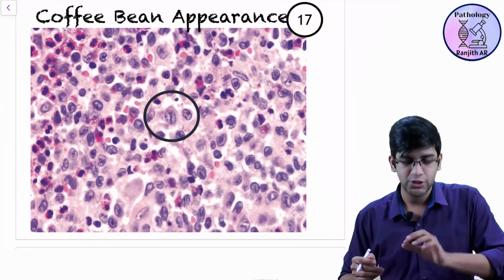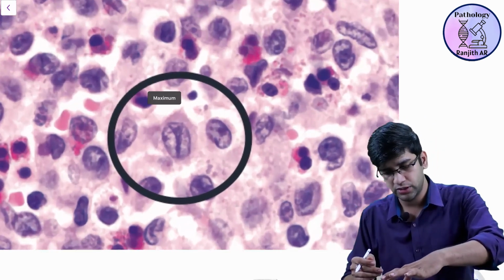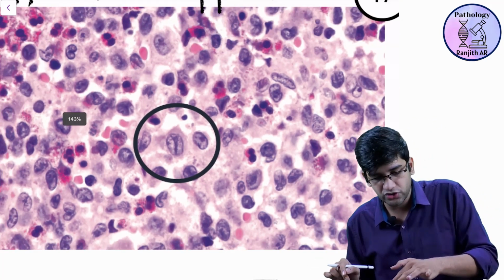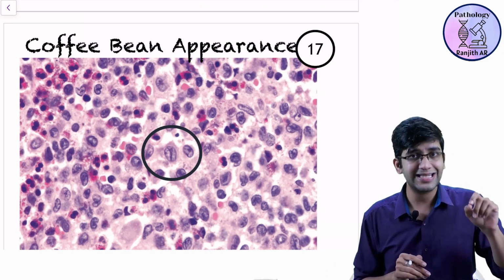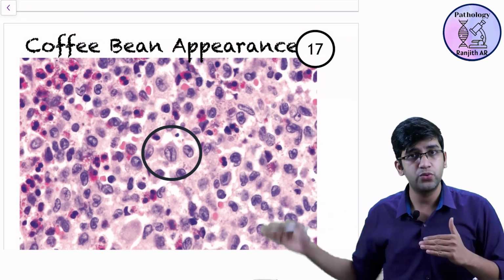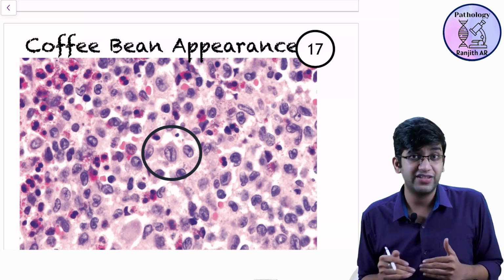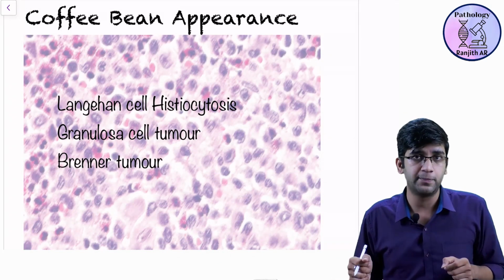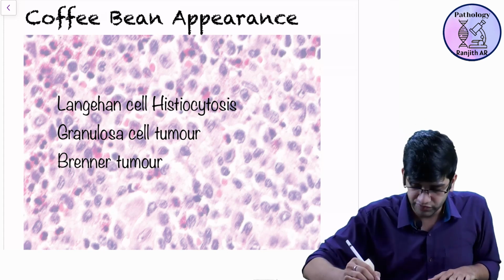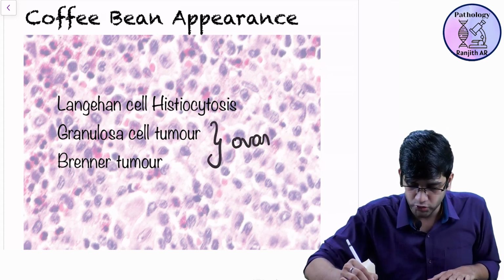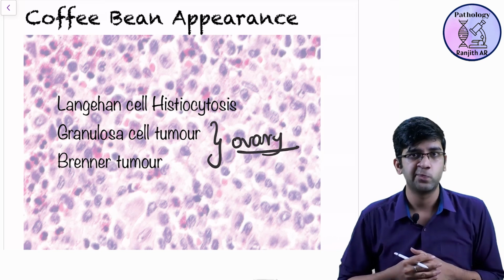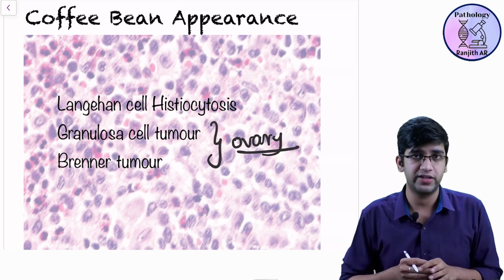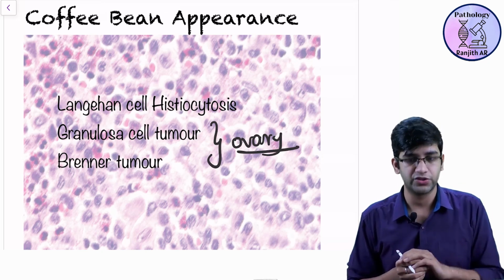Next, are you ready? Yeah. Coffee bean nuclei. I'll zoom it a bit for you. When you look at this, you have a nuclear grooving, right? You have a central nuclear grooving. That's called coffee bean nuclei. I'm going to see few of the tumors which have this characteristic nuclei. Langerhans cell histiocytosis is a hematological tumor. You will see them in granulosa cell tumor of ovary and Brenner's tumor of ovary. Fine. Coffee bean nuclei, a linear groove in the nucleus. That will be seen in these 3 tumors. Next.